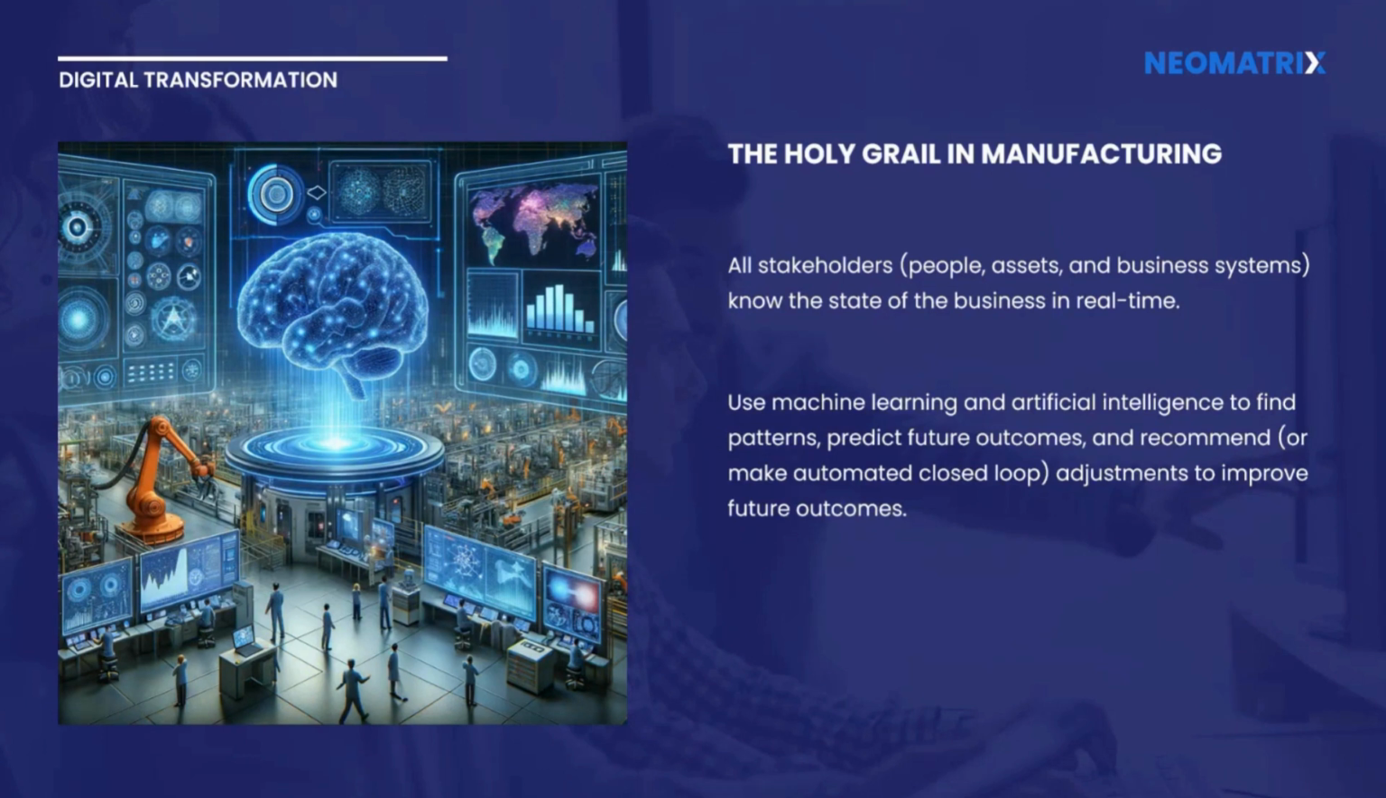So when we talk about digital transformation at NeoMatrix, we have classically stated that it involves having all stakeholders in your business know the state of the business in real time. And all stakeholders, meaning people, but also your assets, so your equipment on the plant floor and your business systems. So all your enterprise business systems, whether that be your ERP platforms, your MES platforms, quality, SCADA, right? They all have access to the information if they need it.